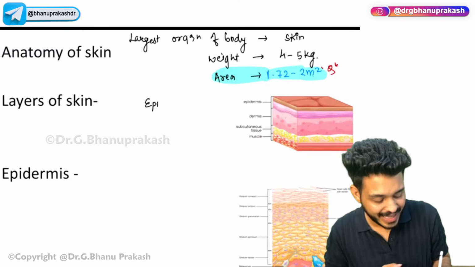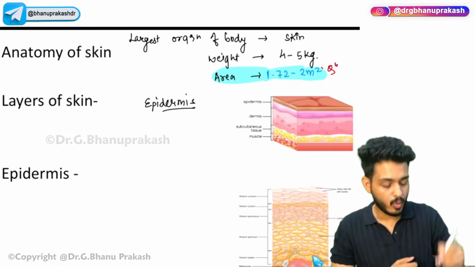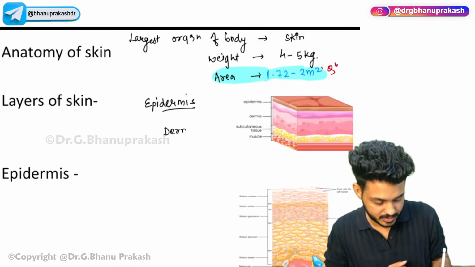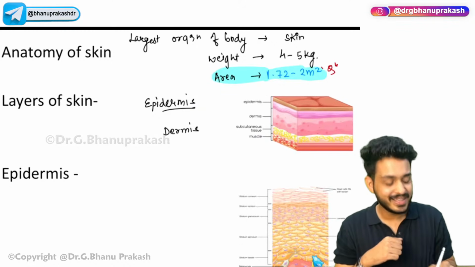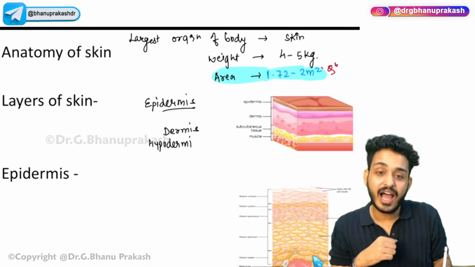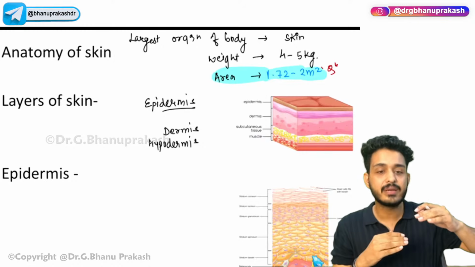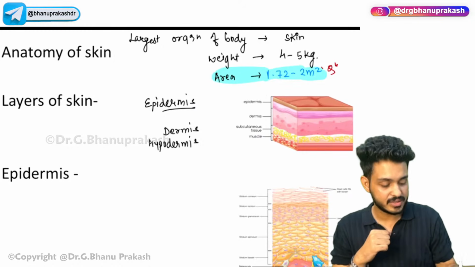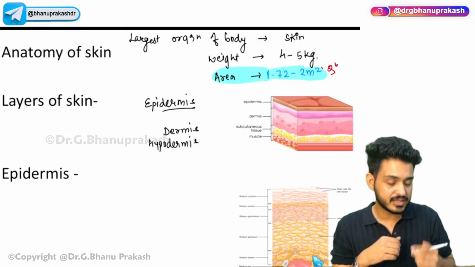Sir, we are having epidermis. That is the outermost layer. Epi means above. Above what? Above dermis. So that would be your epidermis, and something must be below dermis, right? So that would be your hypodermis. So we are having epidermis, outermost, then there will be dermis, then there will be hypodermis.